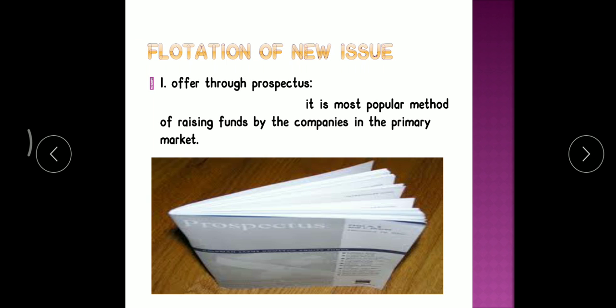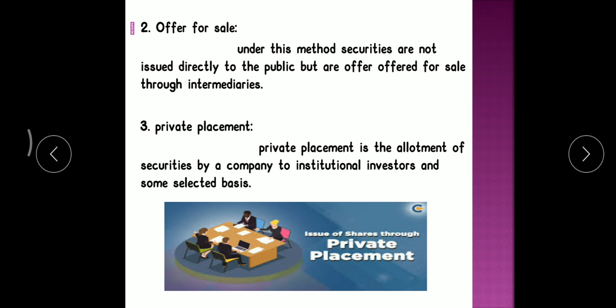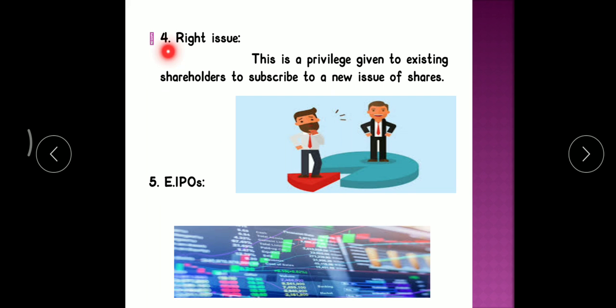So the first one is offer through prospectus, in other words public issue by prospectus. Next are offer for sale, private placement, right issue and EIPOs. These are the methods of flotation of a new issue.